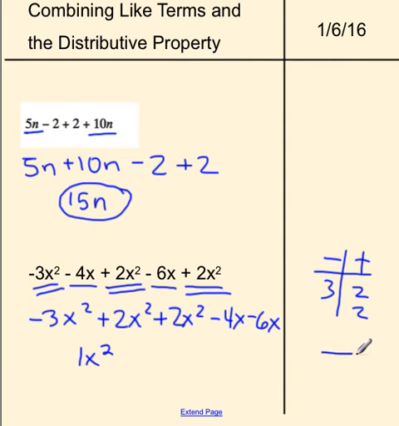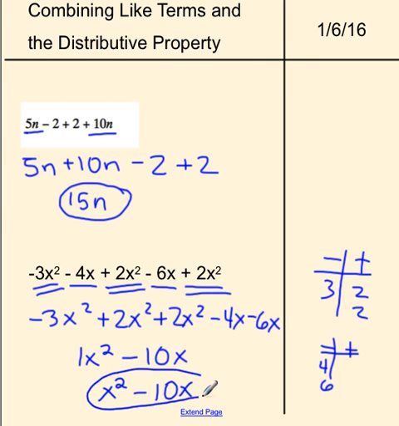Then I'll do a little scratch work here for these x's, and I've got a -4 and a -6, and so that combines to give me -10x. And now the x squared cannot combine with the x, so this is my answer. You may also choose to write it, if you would like, as just x squared minus 10x. These mean the same thing, so they're both acceptable.